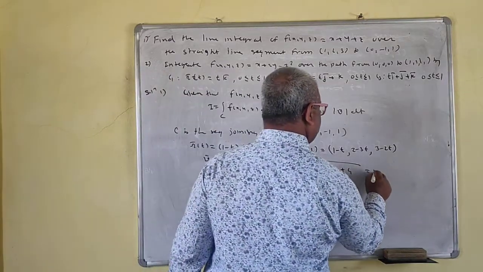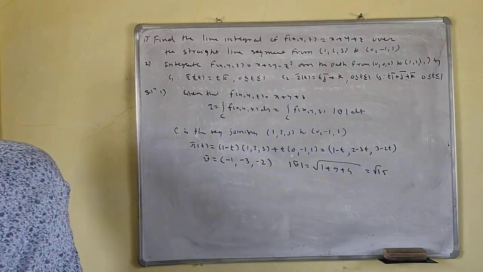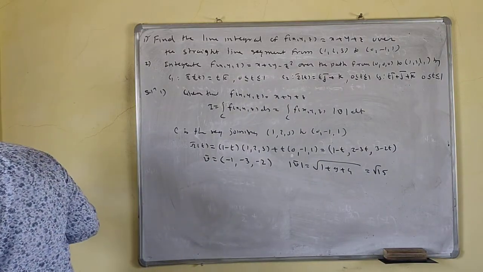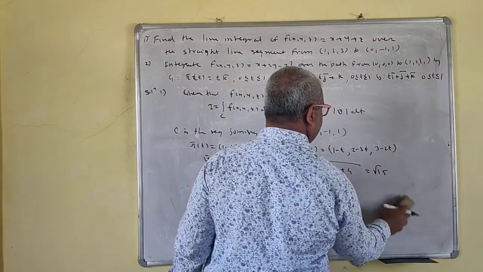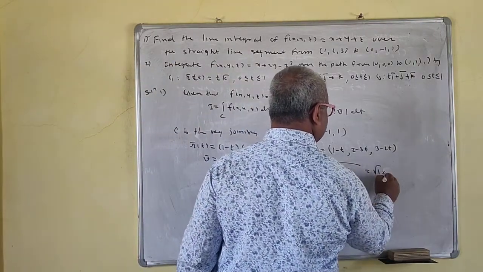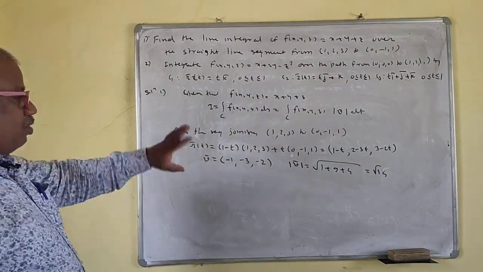So that is 10 plus 4, which is 14. Oh, root 14, not root 15. 9 plus 1 is 10, 10 plus 4 is 14. So you got mod of v bar equal to root 14.